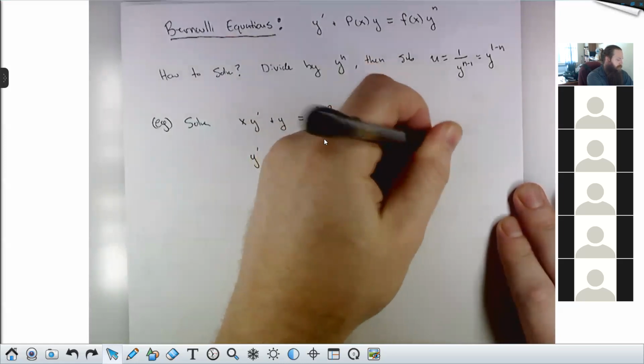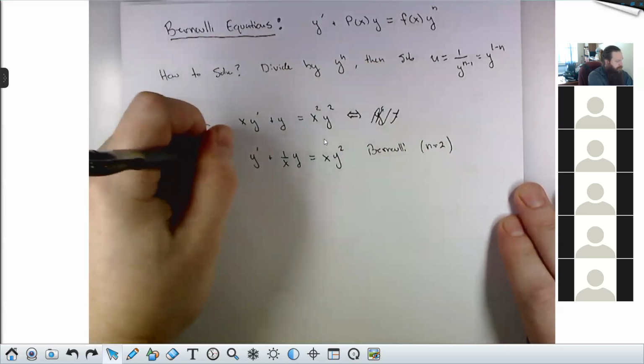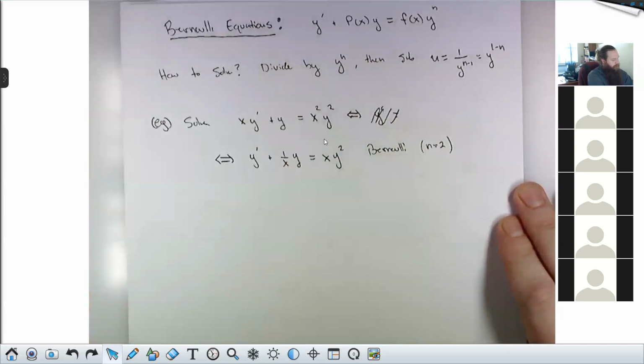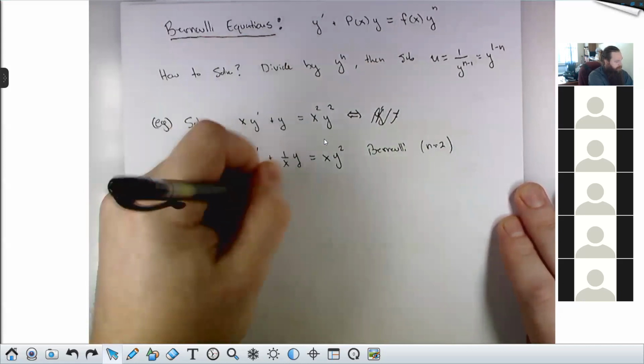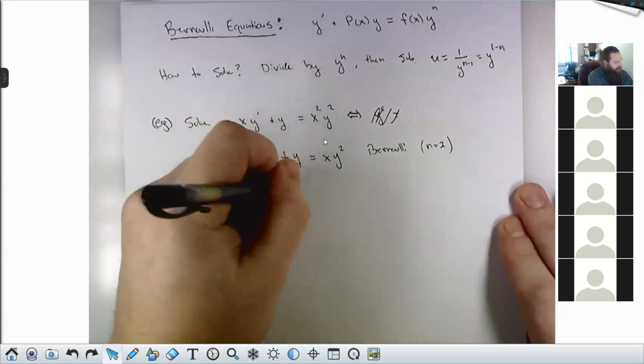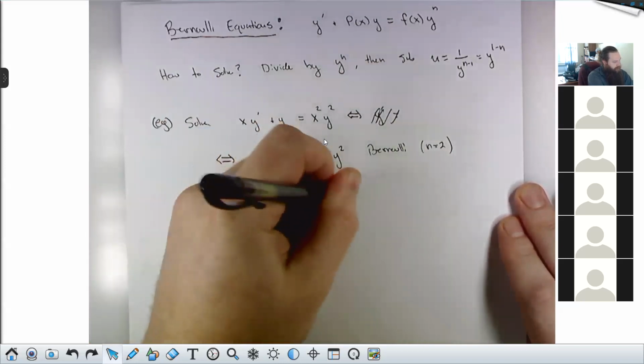N here is equal to 2. So I divide through by y squared. I get y prime over y squared plus 1 over x times 1 over y equals x.